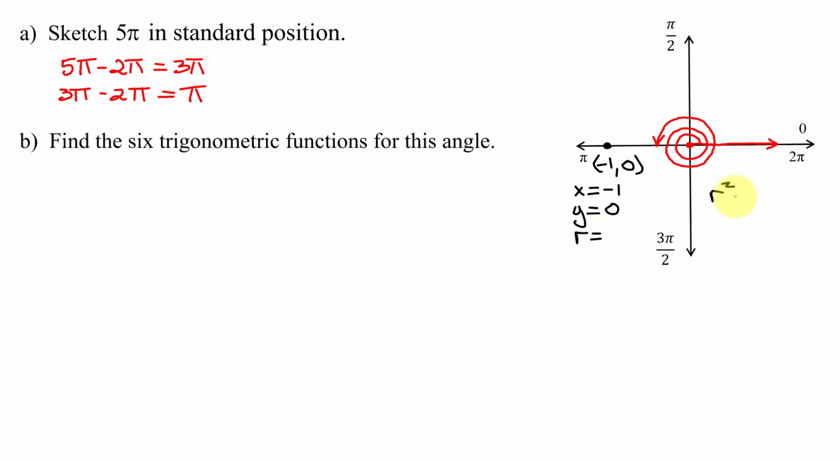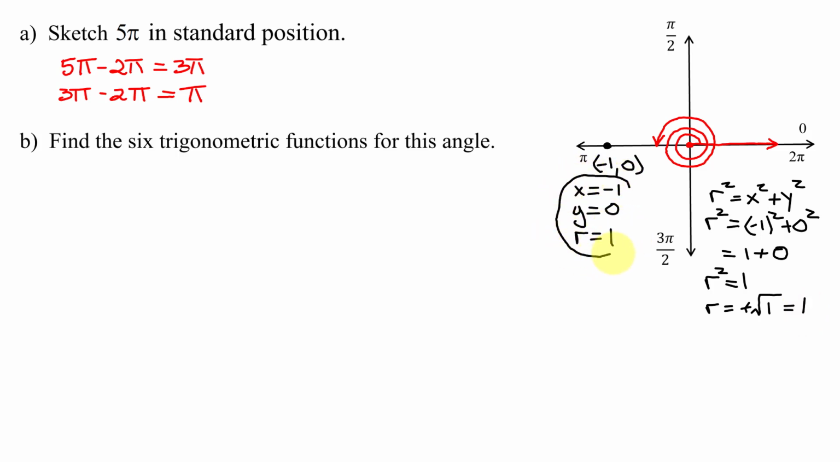Remember, r squared equals x squared plus y squared using the Pythagorean Theorem. So r squared is x squared is -1 all squared plus y squared is 0 squared. So I'm going to get -1 all squared is 1 plus 0 squared is 0. So I know r squared equals 1 plus 0 is 1. Remember, r is always positive, so it's the positive square root of 1, which equals 1. So now I know the values of x, y, and r for this point. I can find all 6 trig values for this angle.